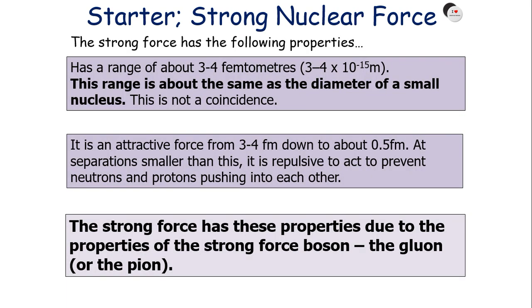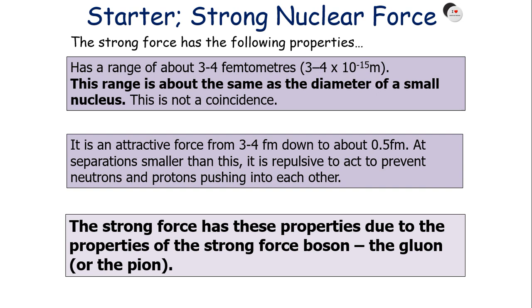Now, the strong force has the following properties. It's got a range of about 3 to 4 times 10 to the minus 15 meters. The prefix of 10 to the minus 15 is femto, so 10 to the minus 15 can also be written as femto. That's about the range of the diameter of a small nucleus, which is not a coincidence.